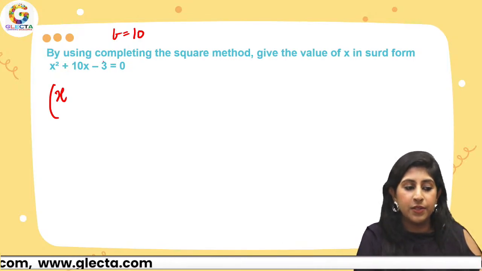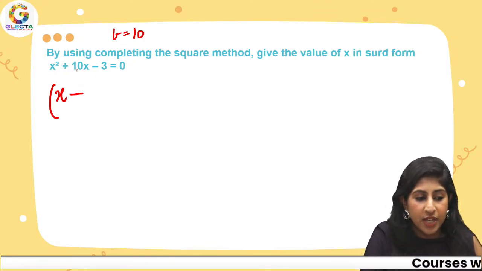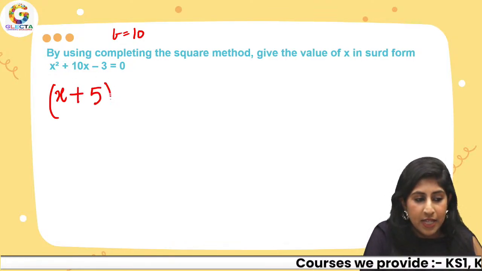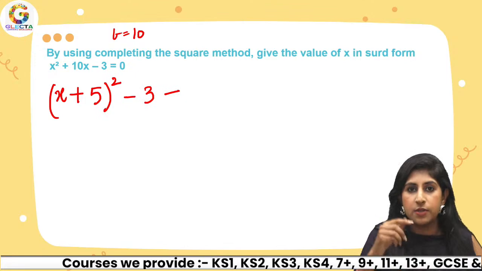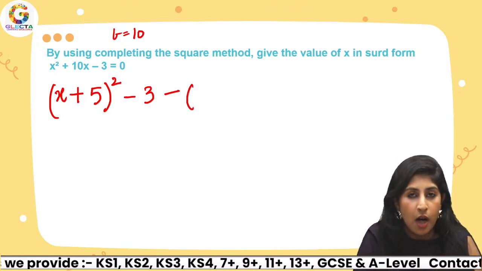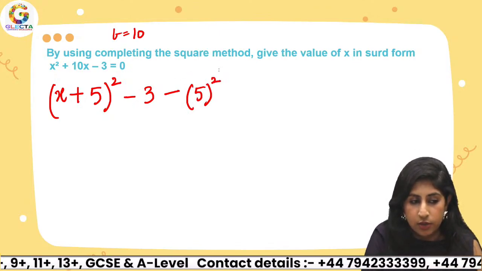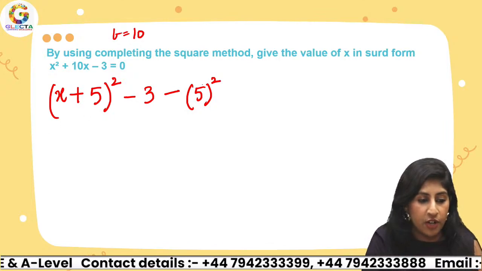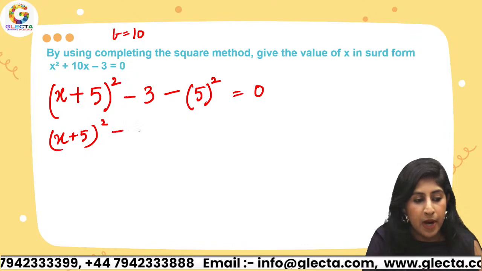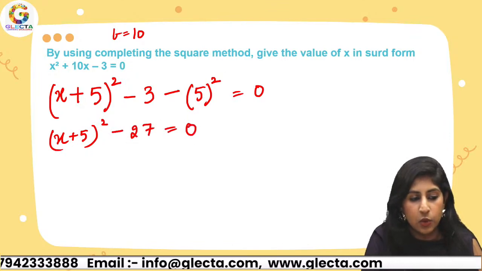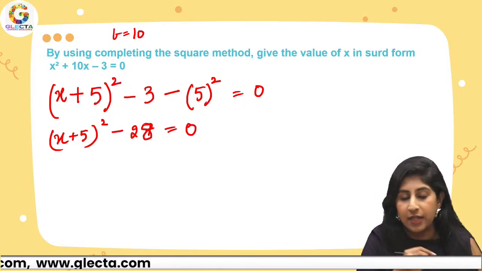If I want to complete the square, take the half of it and then square it. So half of 10, that is 5. So I'll write (x + 5) whole square, -3 as it is, minus, what do we subtract? The half of the coefficient of x, that is 5, squared. So you're doing -3 minus 25, right? This is equal to 0. That means (x + 5) whole square minus 27 equals 0. That's what we are getting. Sorry, minus 28 equals 0.